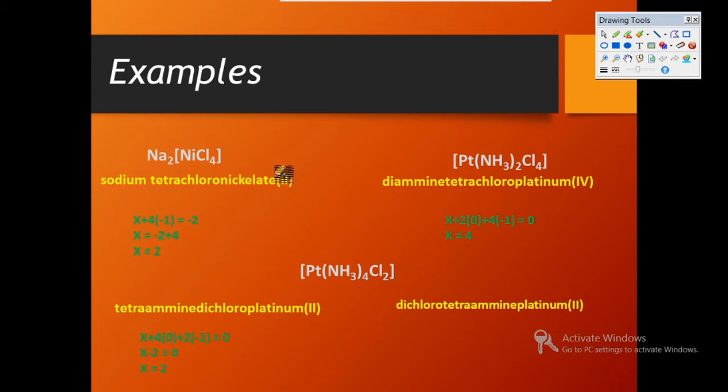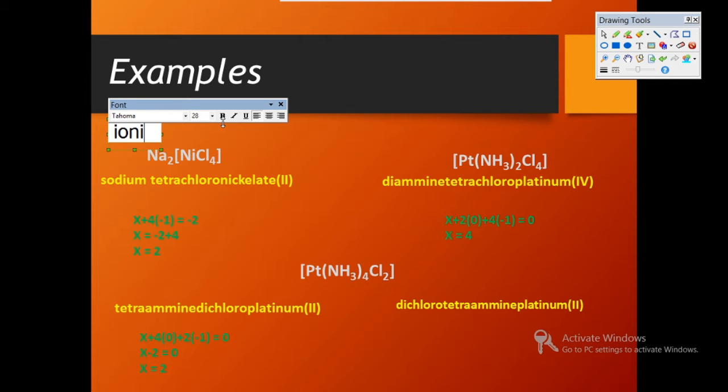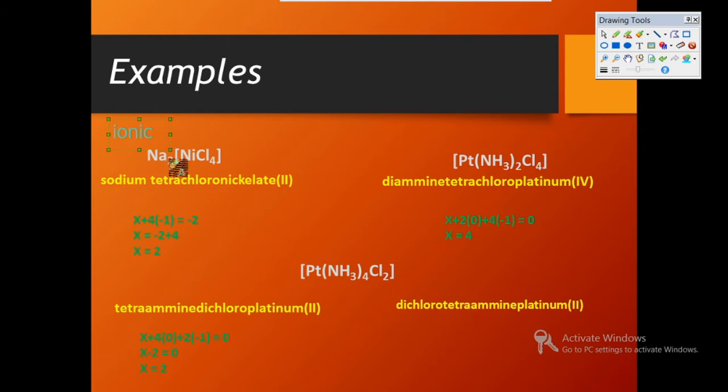Let us first take the first example, Na2NiCl4. The first thing we have to do is find whether this is a neutral compound or an ionic compound. It is clearly seen that this is an ionic compound because you have sodium before the coordination part. So first you start writing with the name of the cation, and sodium is written first. In the case of an ionic compound, there should be a space between the cation and the rest of the counter ion. Therefore sodium is written first, and I have left a space here.